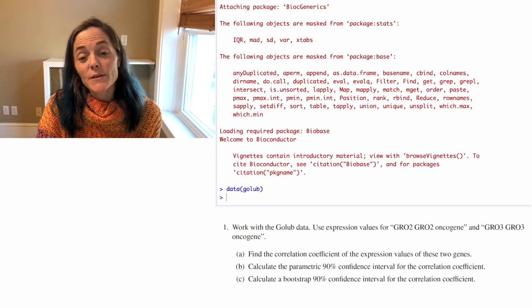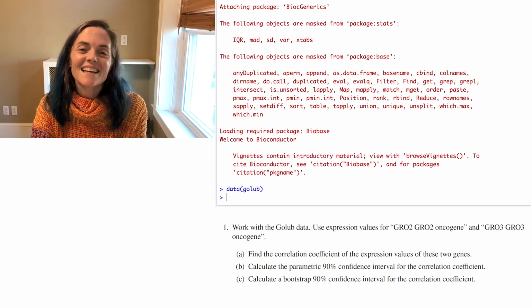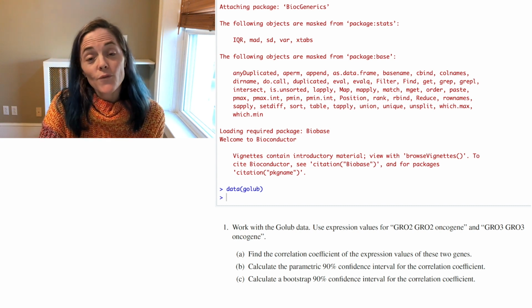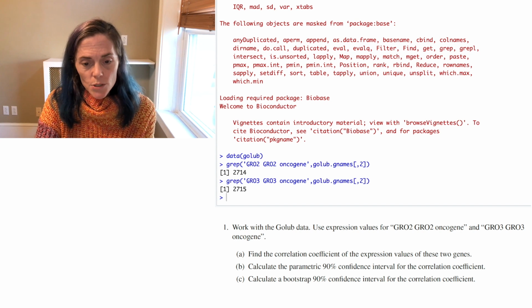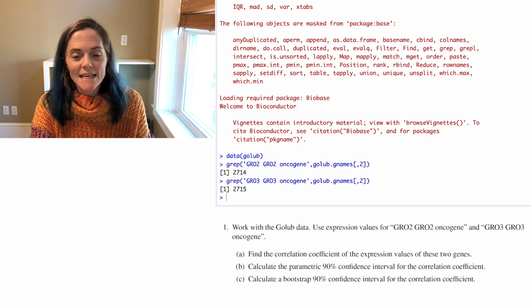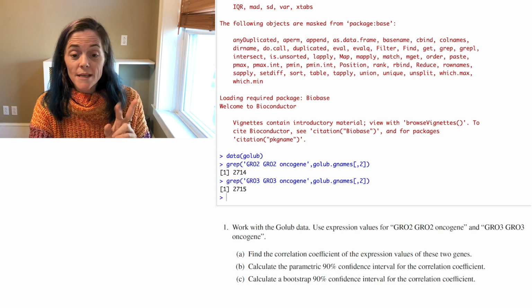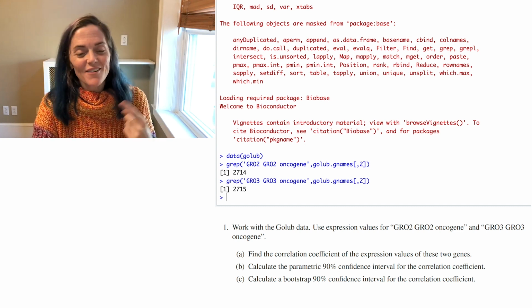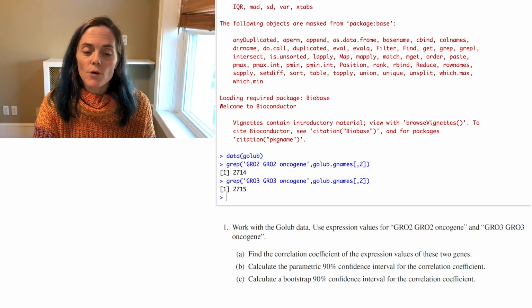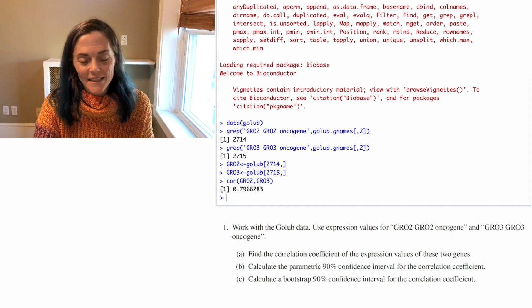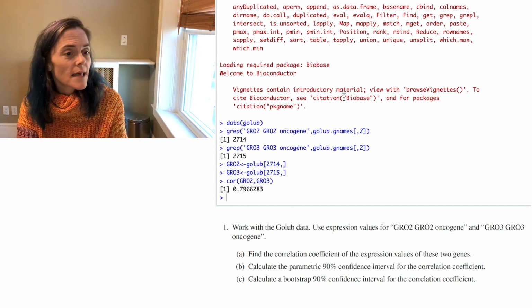Well, we are using library multtest and the Golub data. Then I can look for the correct rows. So you notice this GRO2 oncogene is in row 2714, and the other GRO3 oncogene is in row 2715. So this is letter A.